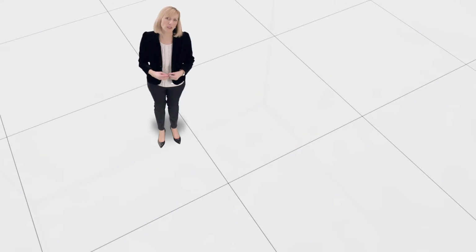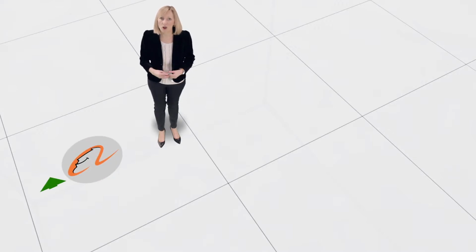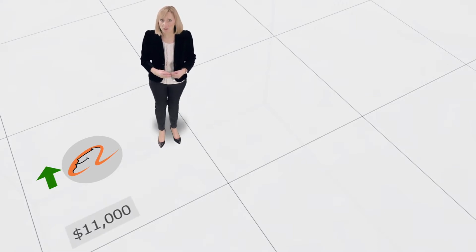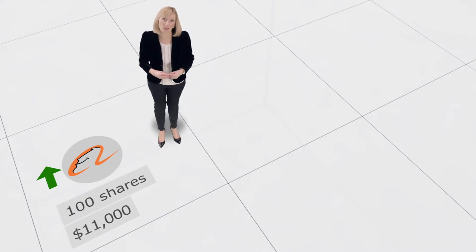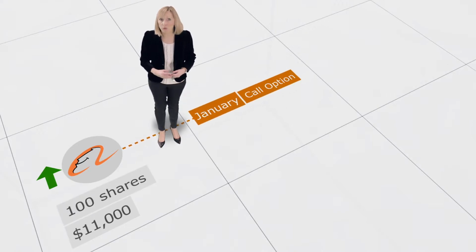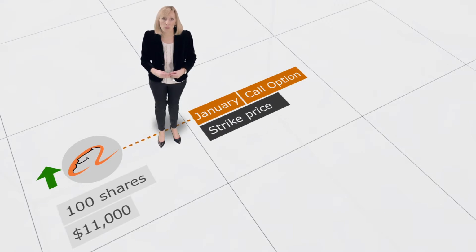Now consider the following example. You believe that the shares of Chinese auction site Alibaba will continue to rise, and you want to capitalise on this. Let's explore how an option purchase may be different from a stock purchase. Instead of investing over $11,000 to own 100 shares, you buy a January call option with a strike price of $110.